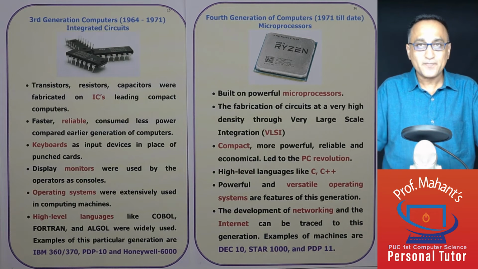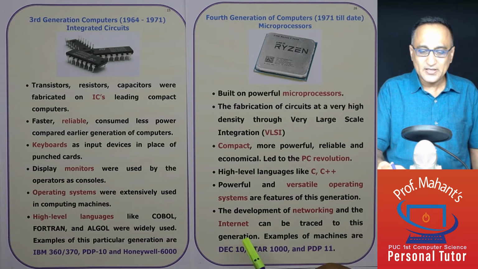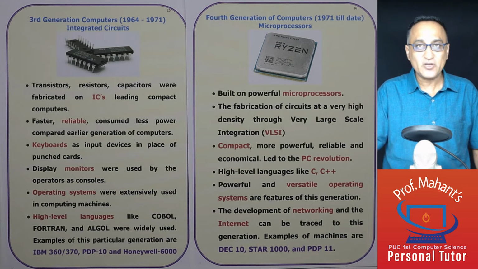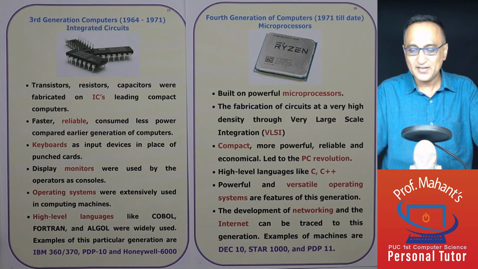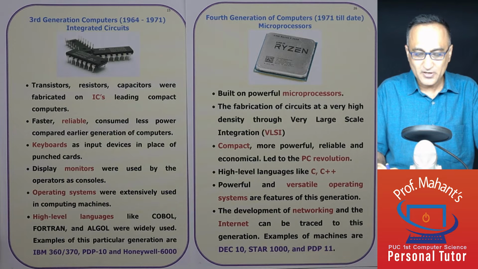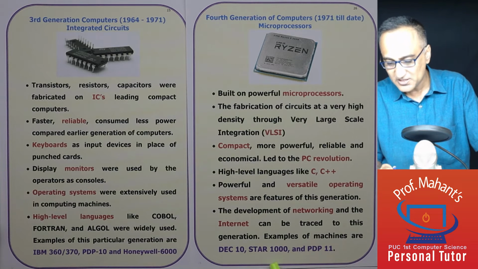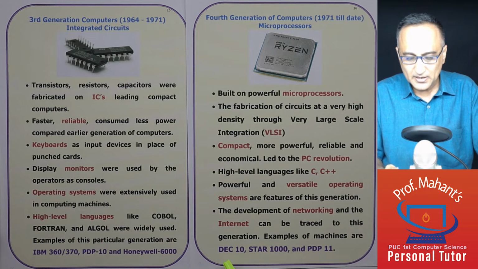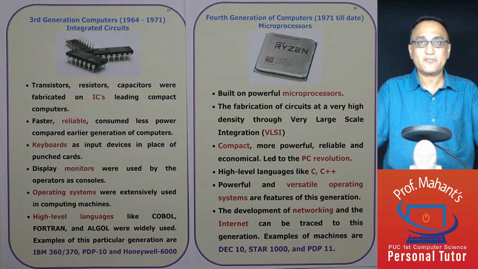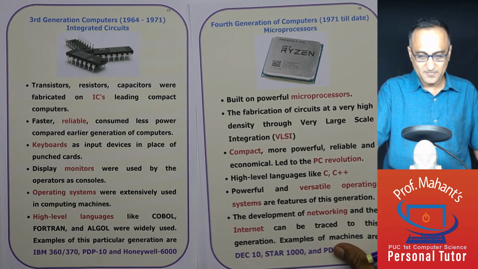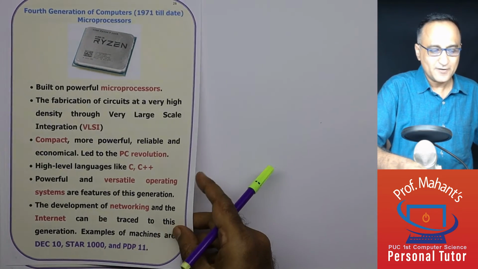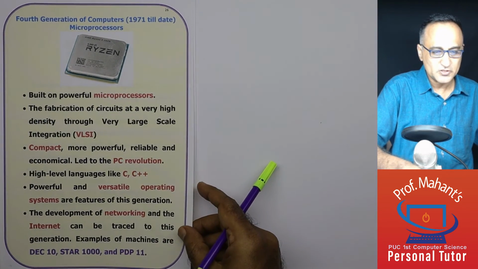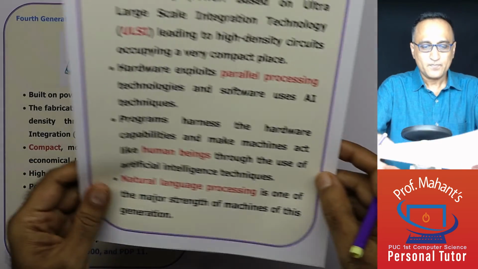The advent of powerful machines along with networking technology led to the development of the internet as we know it today. So the internet is thanks to the developments in this particular generation. Examples of machines in this generation are Star 1000, PDP-11 and DC-10. Now let's take a look at the developments of the fifth generation of computers.